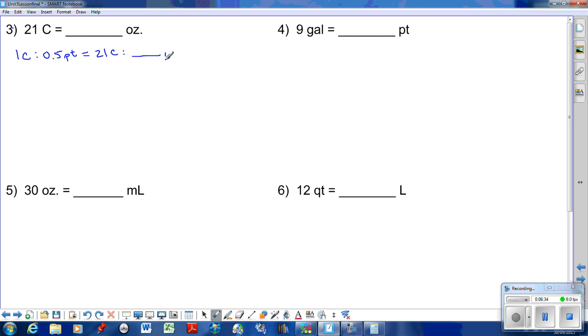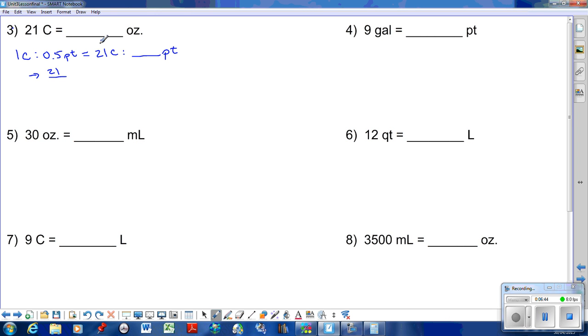So how many pints will that provide me? If I go through my process here, I take the number that's by itself, so 21, and divide it by the first term, so we end up with 21 divided by 1, which is 21. Our second step is to take that answer and multiply it by our last term, 0.5. Half of 21 gives me 10.5. So I have 10.5 pints.